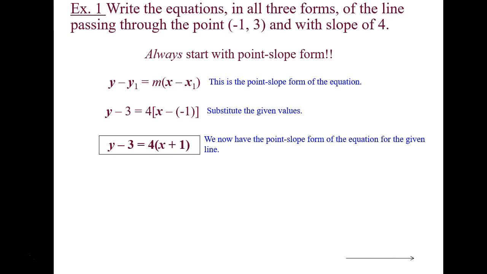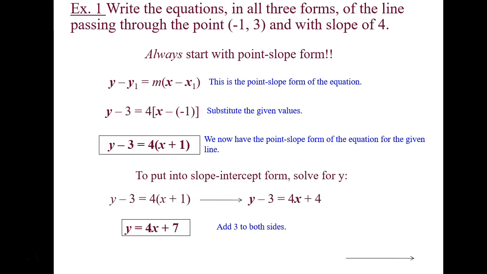For slope-intercept, the y has to be by itself. The way we're going to do that is by starting by distributing the 4, and then adding 3 to the other side. So we get y equals 4x plus 7. 4 is still the slope, and if I asked for the y-intercept, you'd tell me it would be 7.